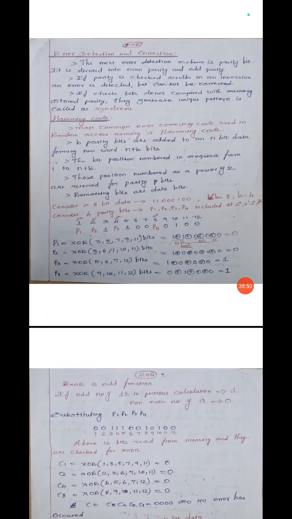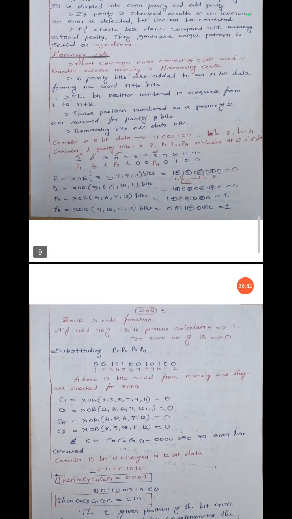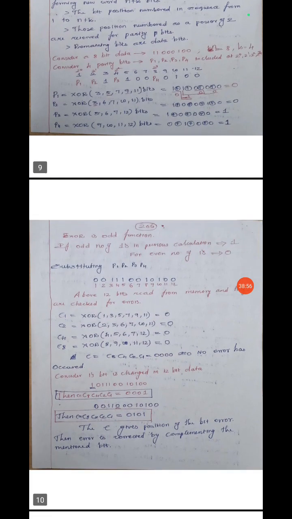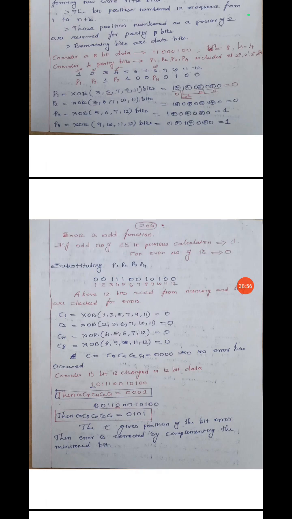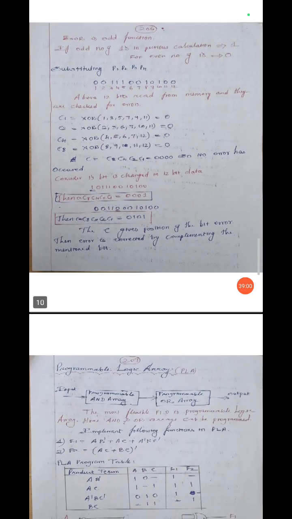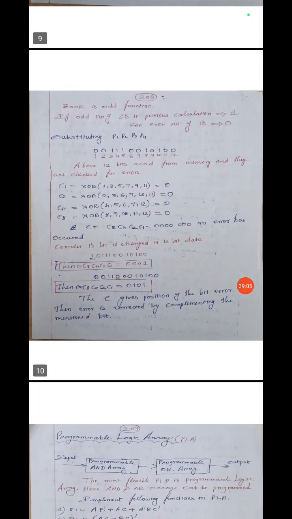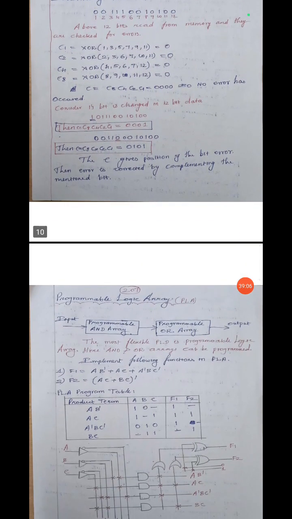Then error detection and error correction. Error detection is done by parity, error correction is done by Hamming code. Here Hamming code is explained well, so please follow this method. It's a very important question. Hamming code is also available in unit 1.